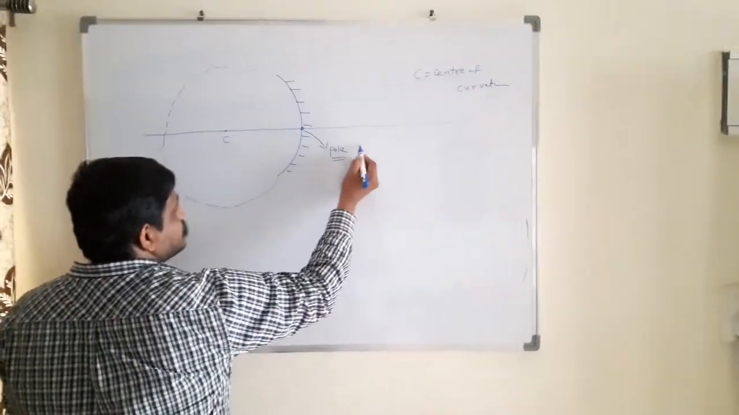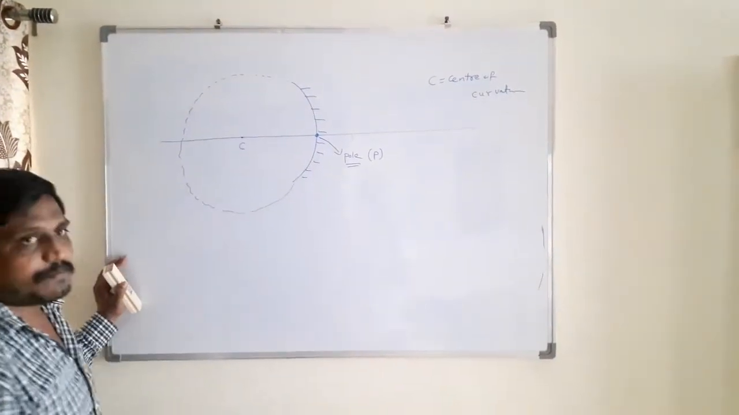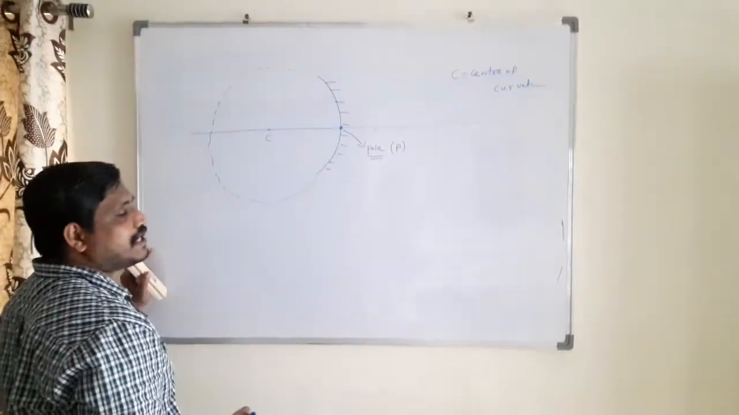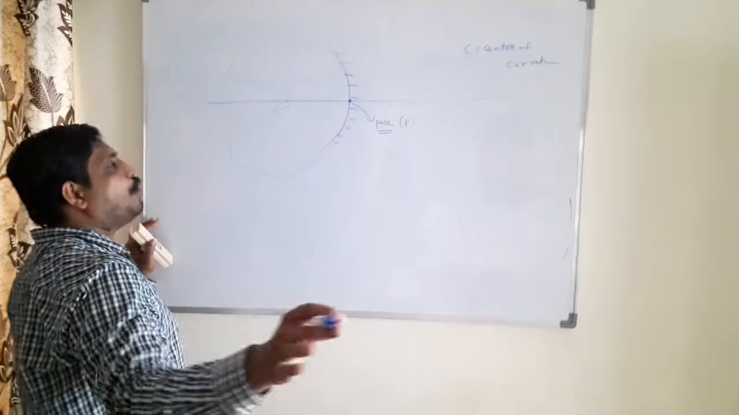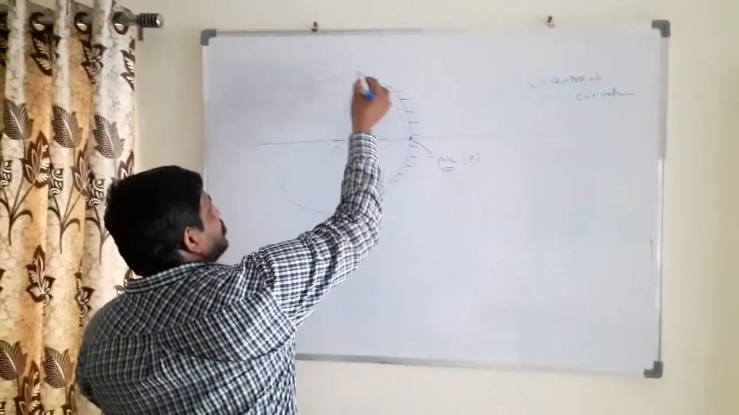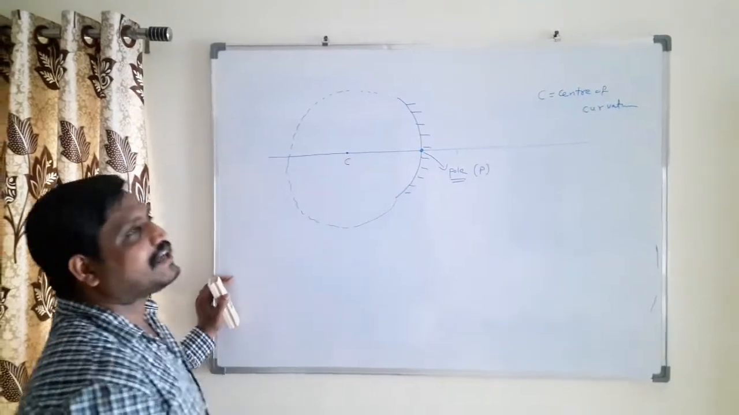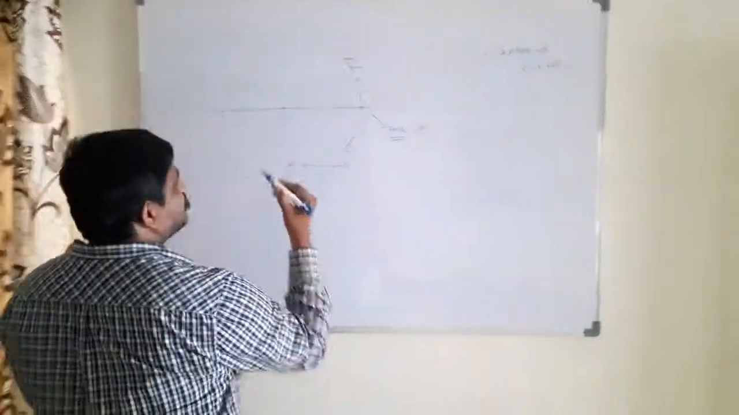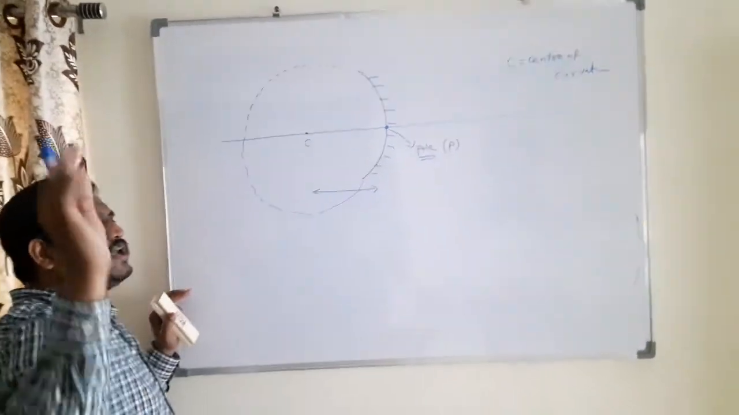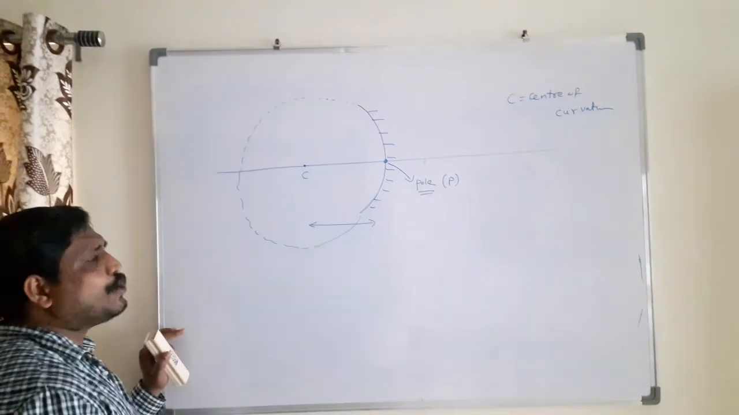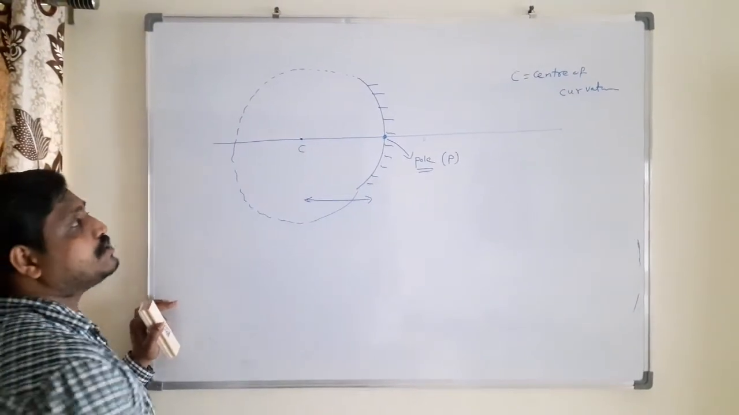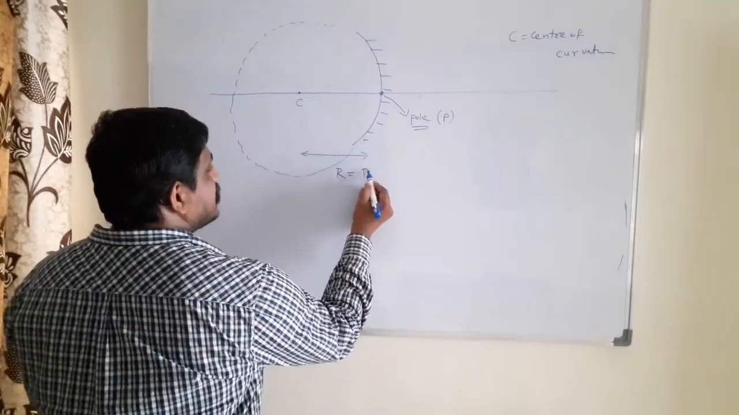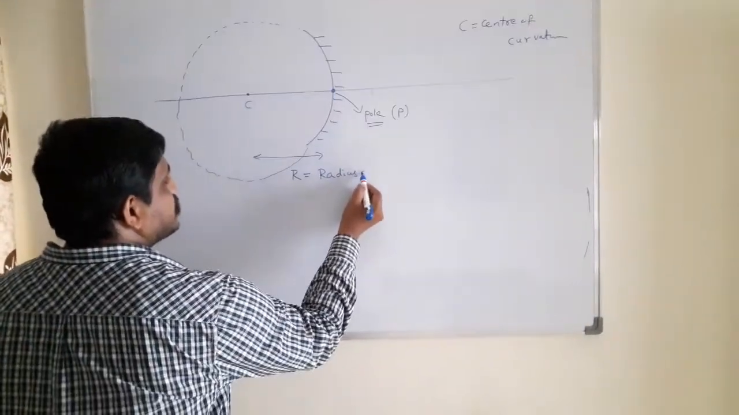Pole is spelled P-O-L-E. It is denoted generally by P. Once again I repeat, the center point on the mirror is called the pole, and the center of the imaginary sphere is called the center of curvature. Simply, the distance from the pole to the center of curvature is R. Here R is called the radius of curvature.